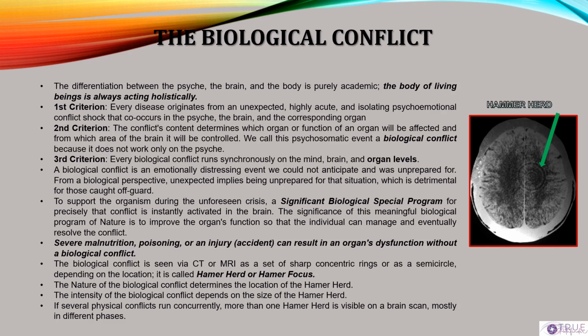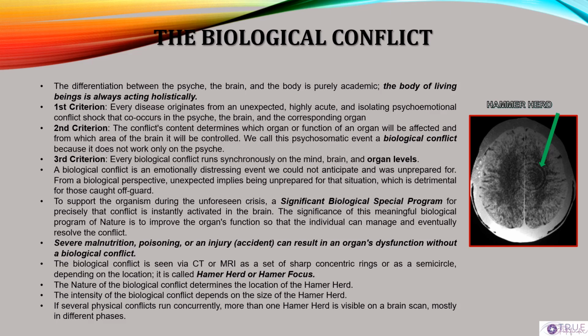A biological conflict is an emotionally distressing event we could not anticipate and we were unprepared for. From a biological perspective, unexpected implies being unprepared for that situation, which is detrimental for those caught off guard. To support the organism during this unforeseen crisis, a significant biological special program for precisely that type of conflict is instantly activated in your brain, and the significance of this meaningful biological program of nature is to improve the organ's function so that the individual can manage and eventually resolve the conflict.